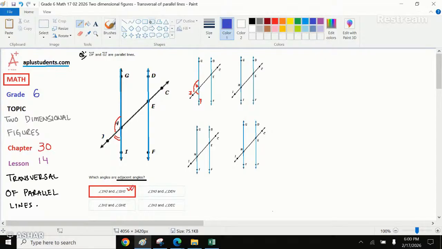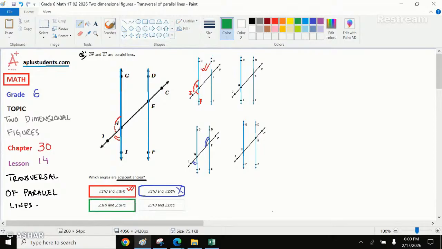This is IHJ. Where is IHJ? This is IHJ and DEH. DEH is this angle. They are not adjacent to each other. Agreed? Adjacent angles would be next to each other. That means the first option is already correct for us. Right? This is a correct option. We are just verifying what is not correct. Why are they not correct?